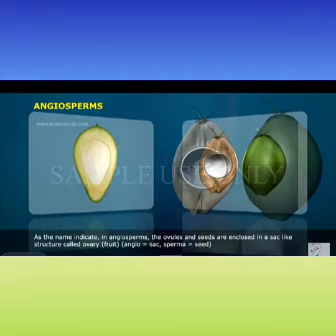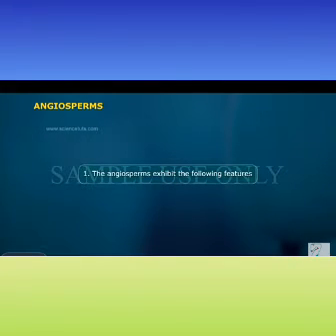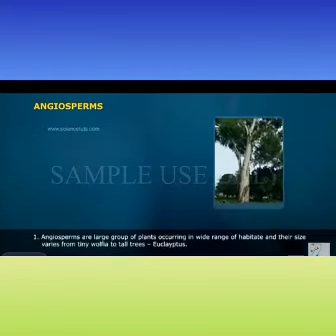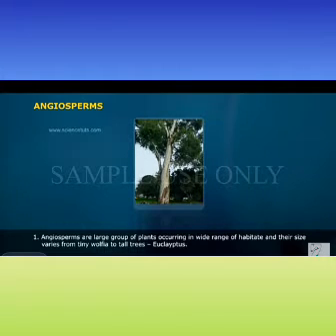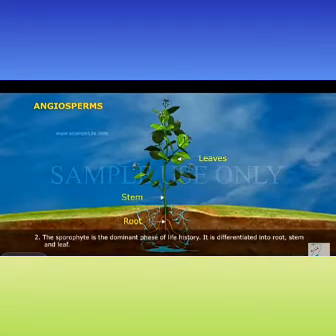As the name indicates, in angiosperms the ovule and seeds are enclosed in a sac-like structure. See the picture, children. This is called the ovary or fruit. Angio means sac, sperma means seed. Angiosperms are a large group of plants occurring in a wide range of habitats, and their size varies from tiny Wolffia to tall trees like eucalyptus.